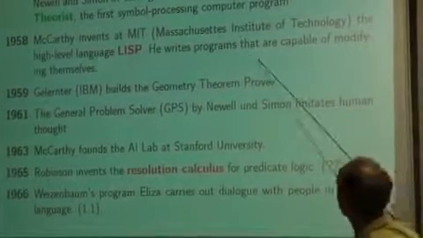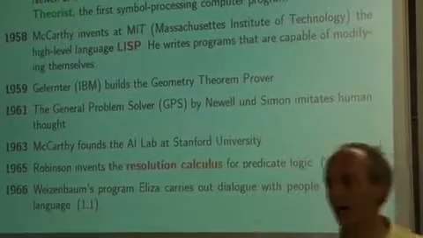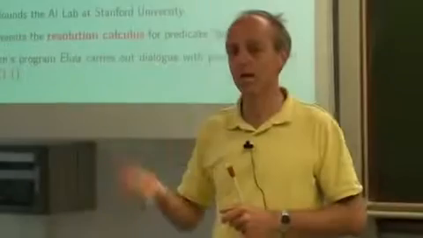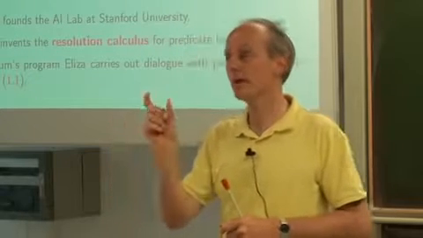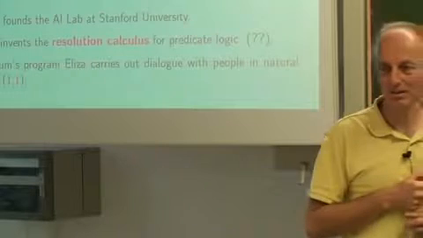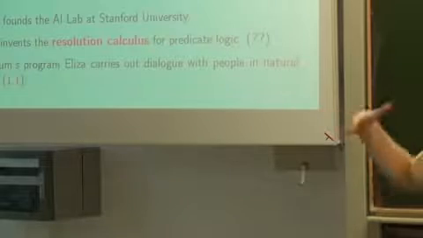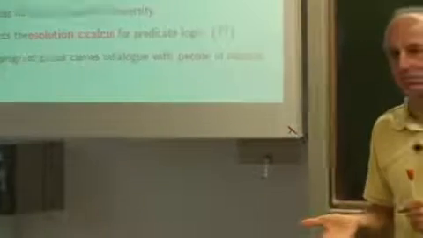And he wrote programs that were capable of modifying themselves. Because it was not a compiled language, it was an interpreted language. So during runtime, the program is able to modify itself. The program can add new statements to the source code. It can remove statements from the source code. It can modify the source code. And this, of course, is a fascinating idea. So this started the AI branch called genetic programming, genetic algorithms.